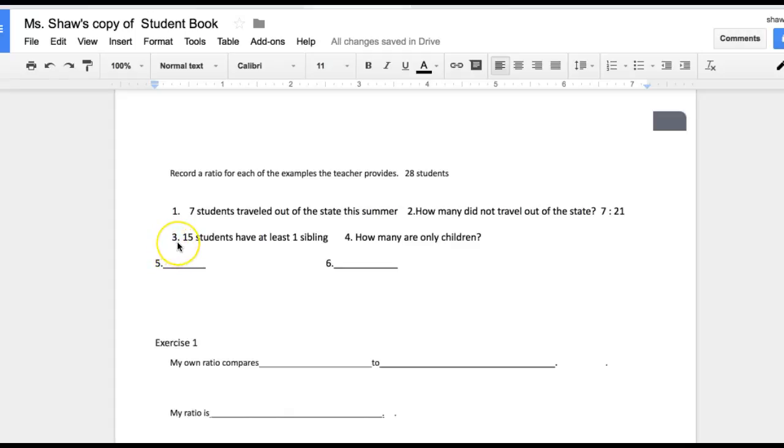Okay, I have typed the number 3. If there are 15 students who have at least one sibling, that's a brother or a sister, maybe they have more, but there are 15 of your students that have at least one sibling. Out of the original 28, how many are only children, and can we write that in a ratio? So take a minute to figure that out.